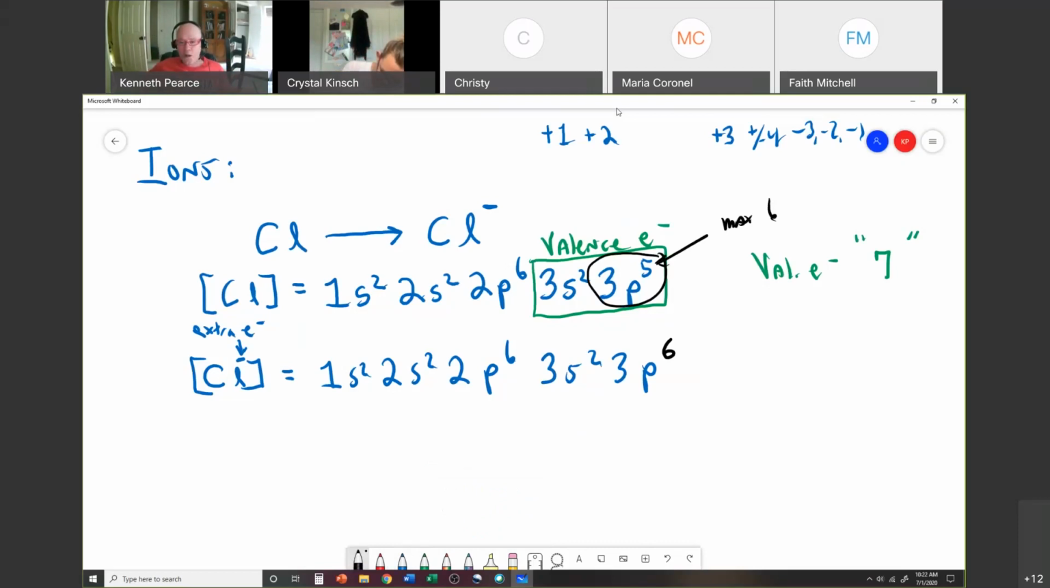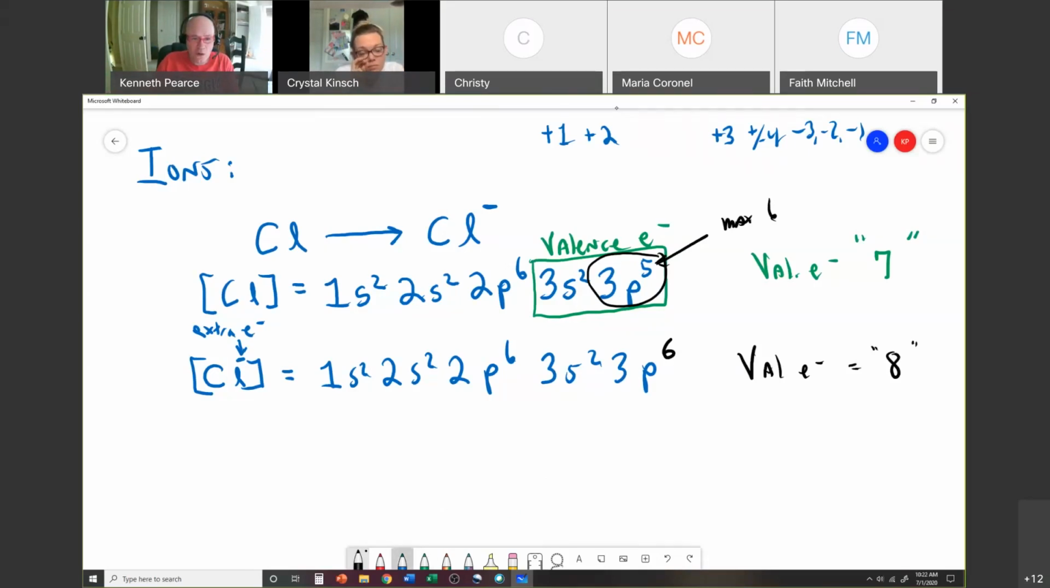So the chlorine ion would be 3s2, 3p6, sure enough. Now it has 8 valence electrons. What has 8 valence electrons? Those would be your noble gases, except for helium. Remember what I said: the octet rule is to get a full shell. Well, helium only has 2 valence electrons, so it doesn't have 8. But let me prove that to you.